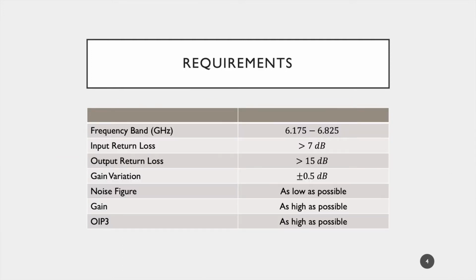Requirements are as shown. The operation band is 6.175 GHz to 6.825 GHz. This corresponds to 10% fractional bandwidth. Input return loss should be better than 7 dB and output return loss should be better than 15 dB. Gain variation must be at most plus or minus 0.5 dB within the band. Smallest possible noise figure with the highest possible gain and linearity are aimed.